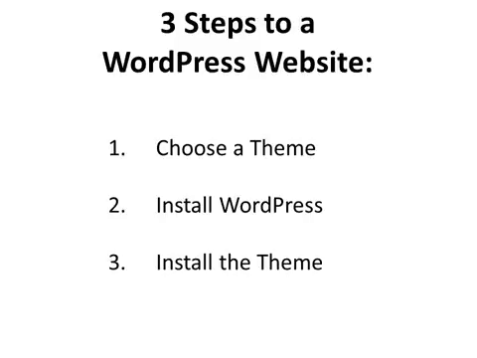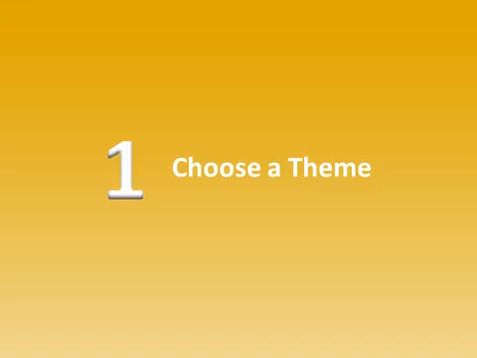Step number 1 is to choose the right theme. The next step is to install it. And the last step is to install the particular theme that you want to use. So choosing a theme is step number 1, or choosing a design that someone has already made that's going to accomplish what you want to accomplish on your own website or blog.